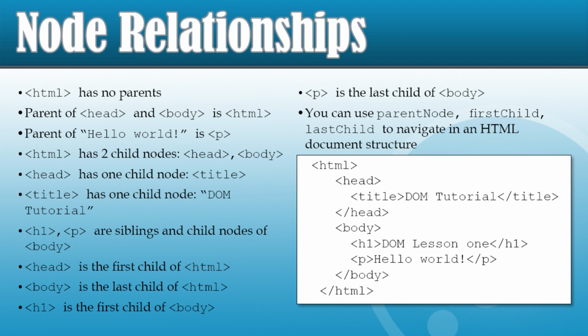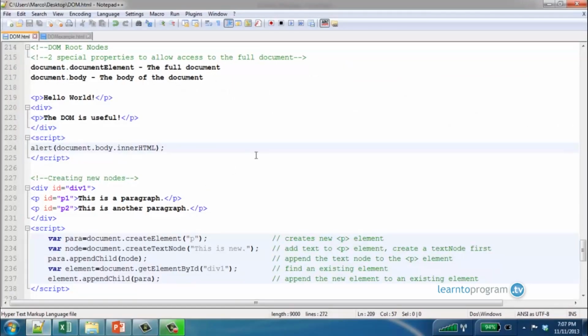So let's start with something very simple. DOM root nodes: there are two special properties to allow access to the full document. You can use document.documentElement to have access to the full document. If you want access to the body of the document, you call document.body.